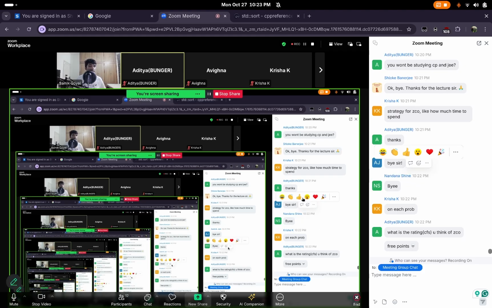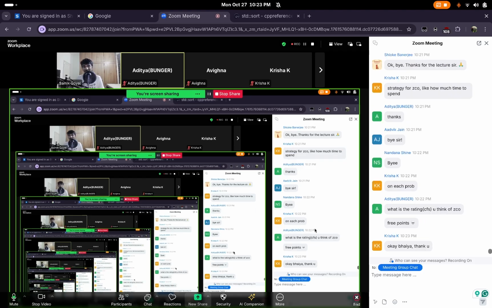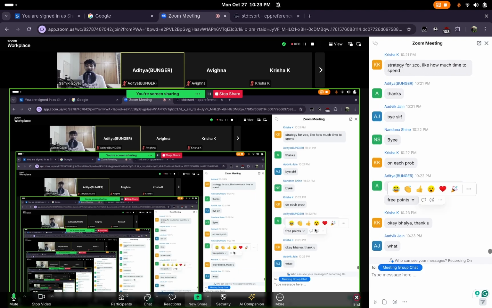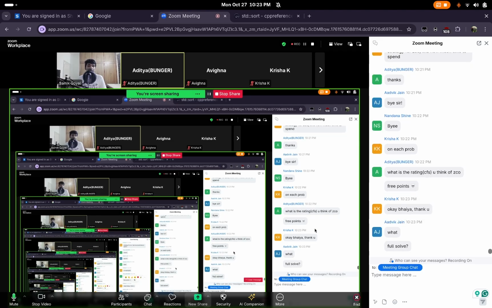And the CF rating of ZCO, I think it's around 1,000, probably. See, the problems are difficult, but the cutoffs are very low. So I'm talking about rating proportional to cutoffs. Acing is probably like 1800 or something.